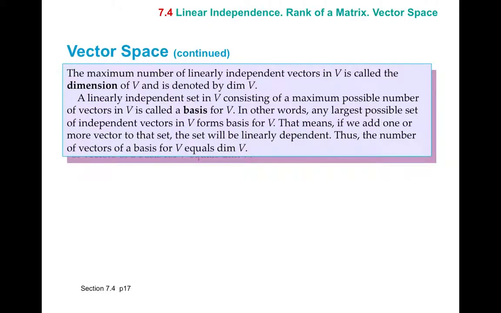For a vector space V, the maximum number of linearly independent vectors in V is referred to as the dimension of V. A linearly independent set in V consisting of the maximum possible number of vectors in V is called a basis for V. And we're going to see this word basis appearing a lot. In other words, the largest possible set of independent vectors in V forms a basis for V. If we add one more vector to that set, it's going to be linearly dependent. So the number of vectors of a basis for V is equal to the dimension of V.